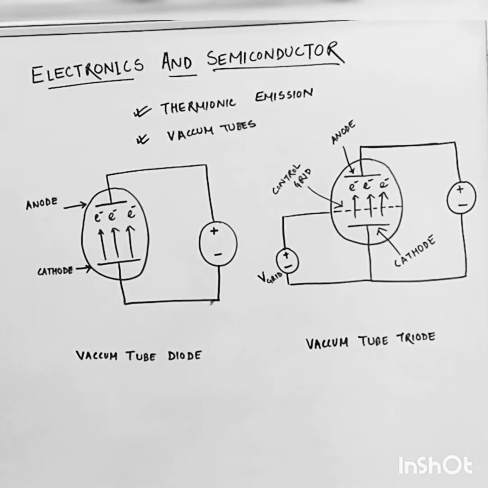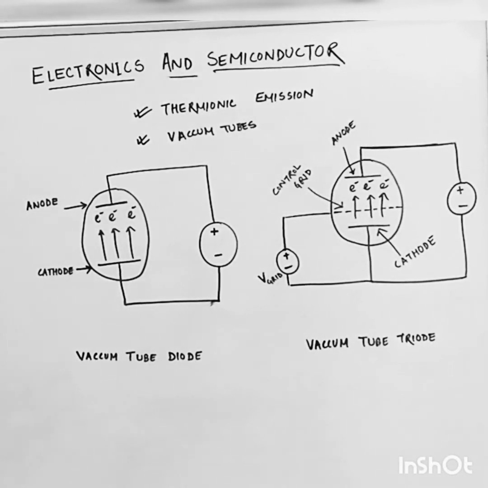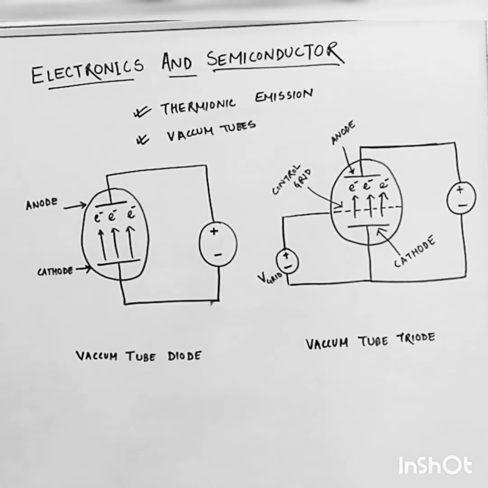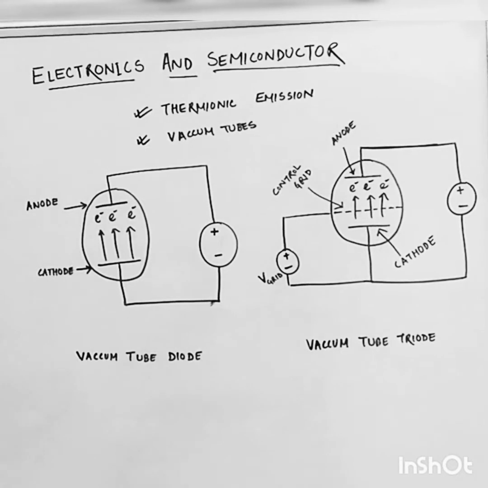Okay, so this extra energy which we need to provide can be provided by raising the temperature of the metal. When we increase the temperature, thermal energy is supplied. So this process of emission of electrons from the surface of any conductor by raising the temperature of that conductor is known as thermionic emission.